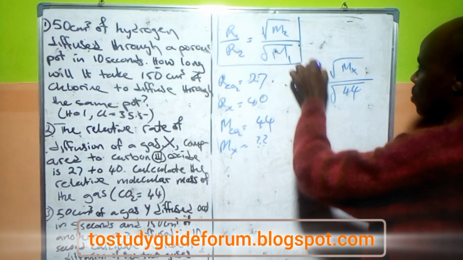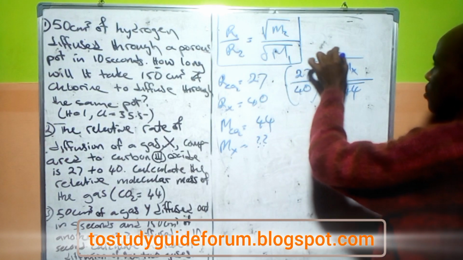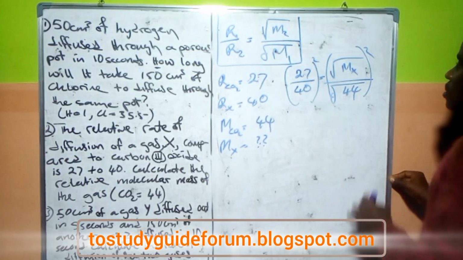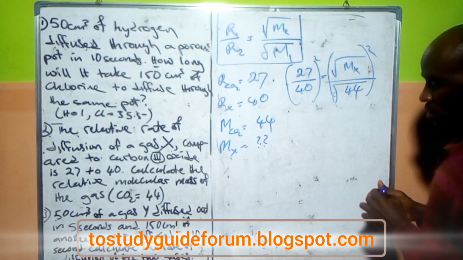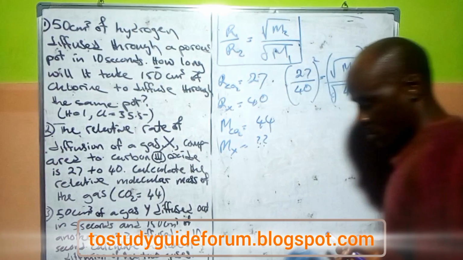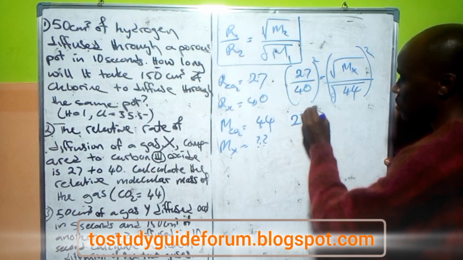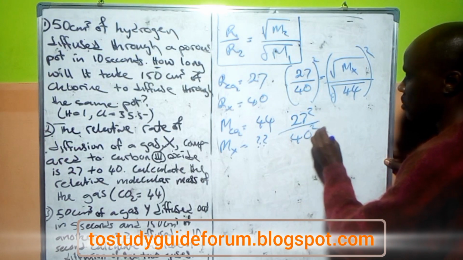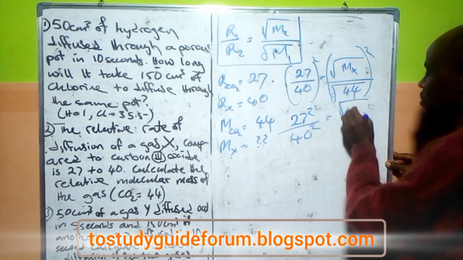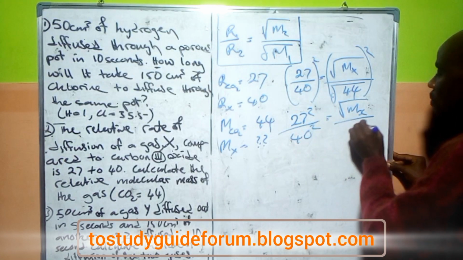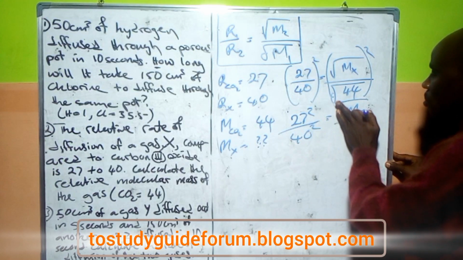The best way to go about this is to square both sides, so remove the square root. When we square both sides, let's just finish up. We have squared over 40 squared. That will give us all over. Okay, this is no more. It's gone.